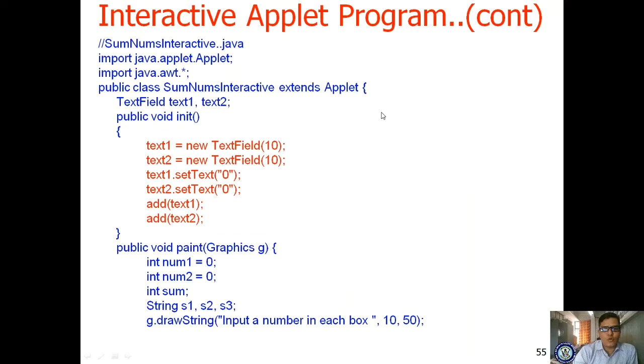Afterwards your program begins here. You are declaring TextField class objects. What is the TextField object? text1, text2. So next you are starting with your init method, public void init. As you know, the purpose of the init method is to initialize.